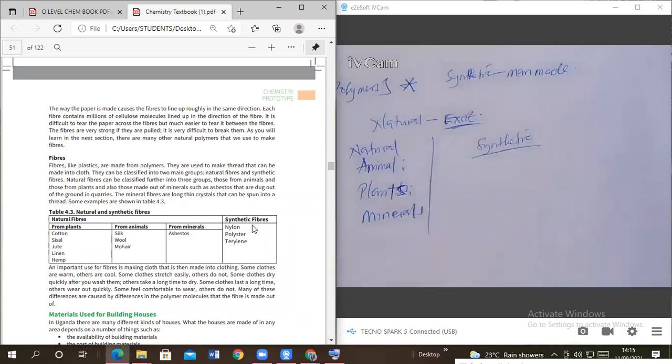So synthetic fibers are man-made. These are the examples. From plants, we have cotton as one of them. They have those types of fibers in them. Even sisal has some. They have those kinds of small thread-like structures. If you combine all of them, they give us our material known as fiber. So from animals, we have all this. Then from minerals, especially asbestos. You know how asbestos looks like?